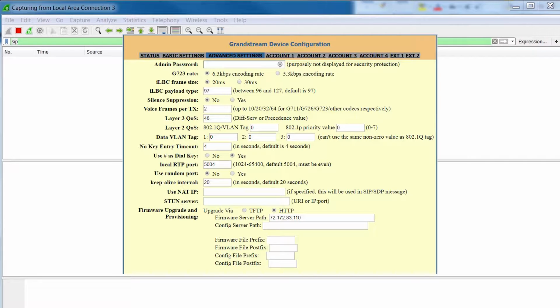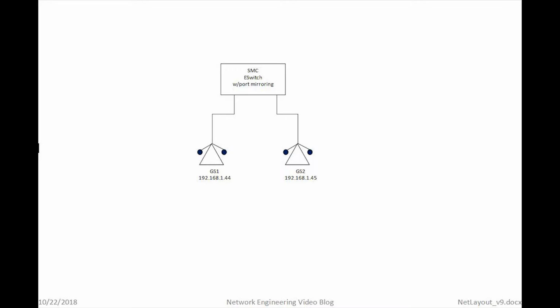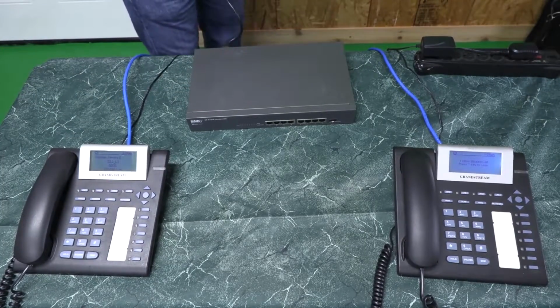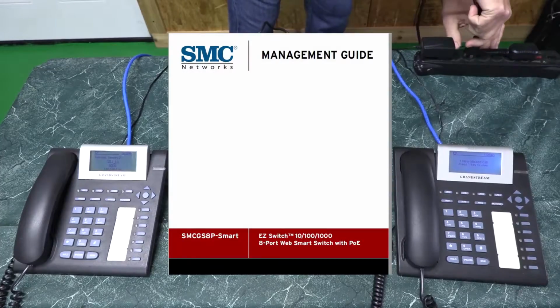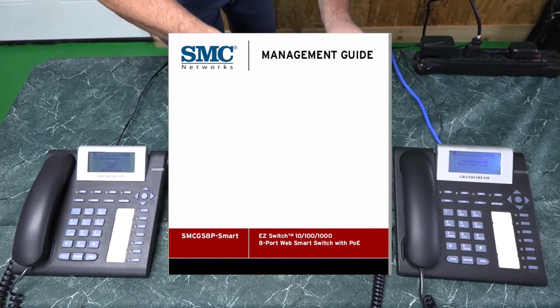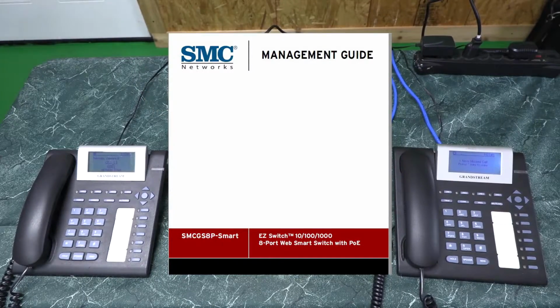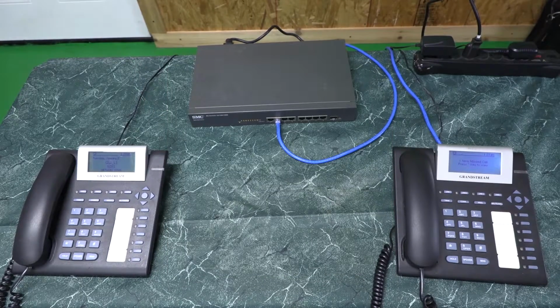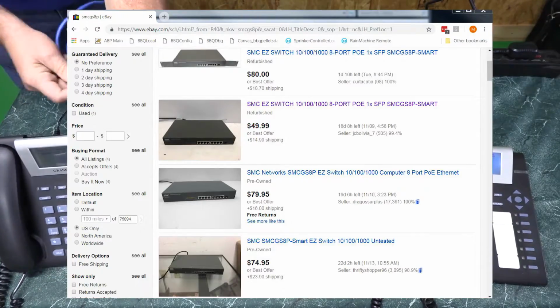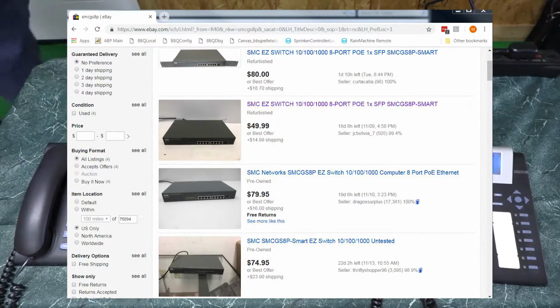Well, it's great the call works, but we can't see the SIP messages and we can't access the GUIs on the phones. We need to put an Ethernet switch in the middle that supports port mirroring and for connectivity to our network. I'm using a SMC GS8P smart Ethernet switch. The GS8P is a great little switch, but it has also been discontinued by the manufacturer. Luckily, we can still find them on eBay for about $80 delivered.